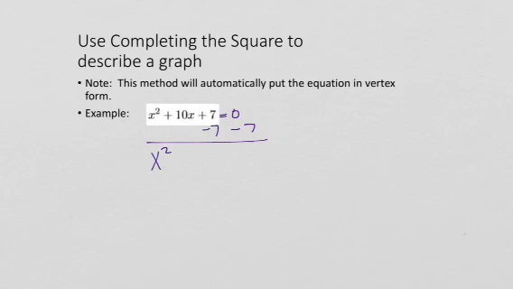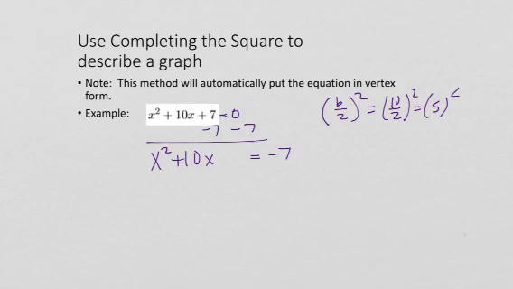And now I have x squared plus 10x equals negative 7. Recall that we discussed that we do b divided by 2 squared, and that's what we're going to add to both sides. This helps us find the term in order to create a perfect trinomial square on the left. So b is 10 divided by 2 squared, and remember we leave it as 5 squared. And I'm going to add 5 squared to both sides of my equation.